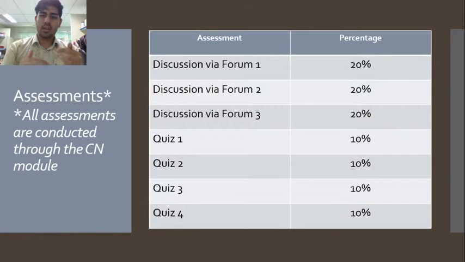So we're going to look at the assessment scheme. There are 3 forum discussions. Everything is online on the course networking module. There are 2 types of assessments in this class. There's no final exam. The first type is the discussion questions via forum. We're going to have an online discussion about your point of view.